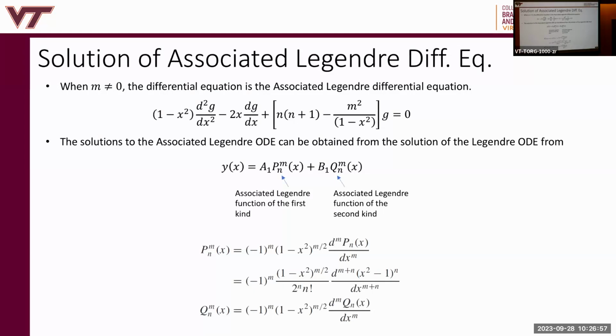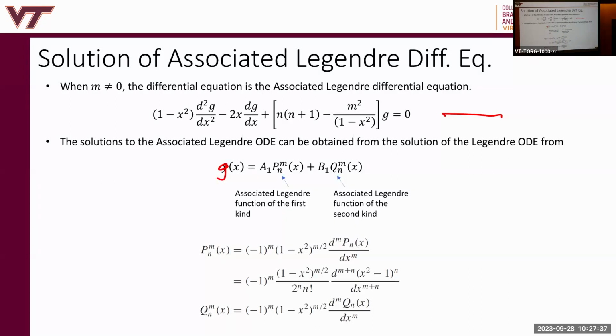All right. So we solved the ordinary Legendre differential equation, but that's not the one we want to use for our spherical coordinate expansion. We want to solve the associated Legendre differential equation, when m is not equal to 0. We've rewritten it here. This is the one we need to solve. The solutions to the associated Legendre ODE can be obtained from the solution of the Legendre ODE, that's why we solved it, from the following. So y of x is the solution to this differential equation. This should be g. I don't know why I put y of x. This is a differential equation in terms of g.